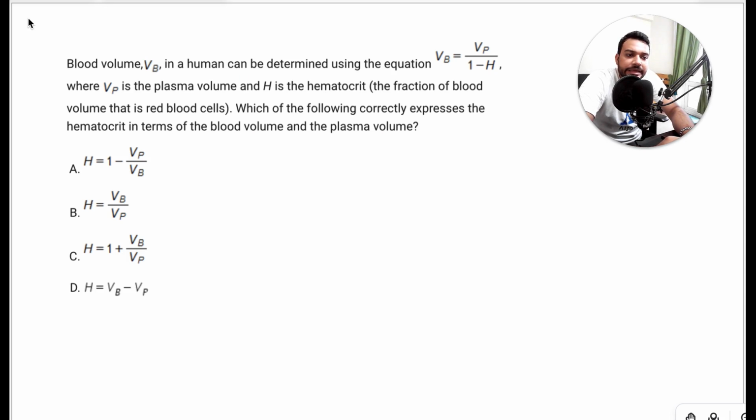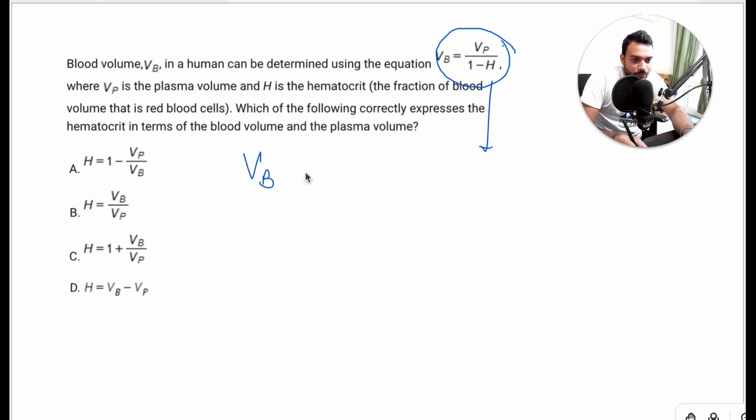Blood volume Vb in a human can be determined using the equation Vb is equal to Vp over 1 minus H, where Vp is the plasma volume and H is the hematocrit, the fraction of blood volume that is red blood cells. Which of the following correctly expresses the hematocrit in terms of the blood volume and the plasma volume? Okay, so right now in the given equation, we have Vb in terms of Vp and H. Now they're asking H in terms of Vb and Vp. So this calls for some rearrangement of this equation.